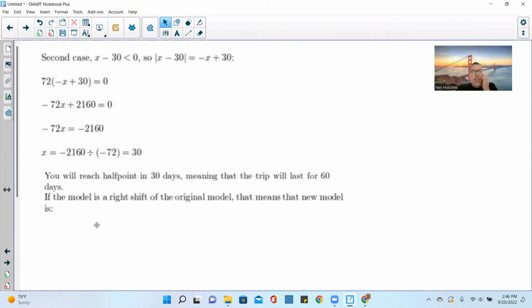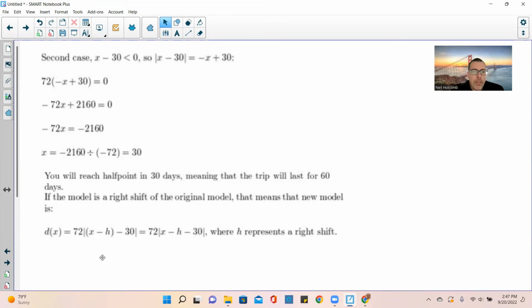So what does that mean? It means you'll reach the halfway point in 30 days, meaning that the trip will last for 60 days. So if the model is a right shift of the original model, that means the new model is d of x equals 72 times the absolute value of x minus h minus 30. Remember, a horizontal shift is when you have an h inside the absolute value bracket, and it's changing the x value. So x minus some h value.